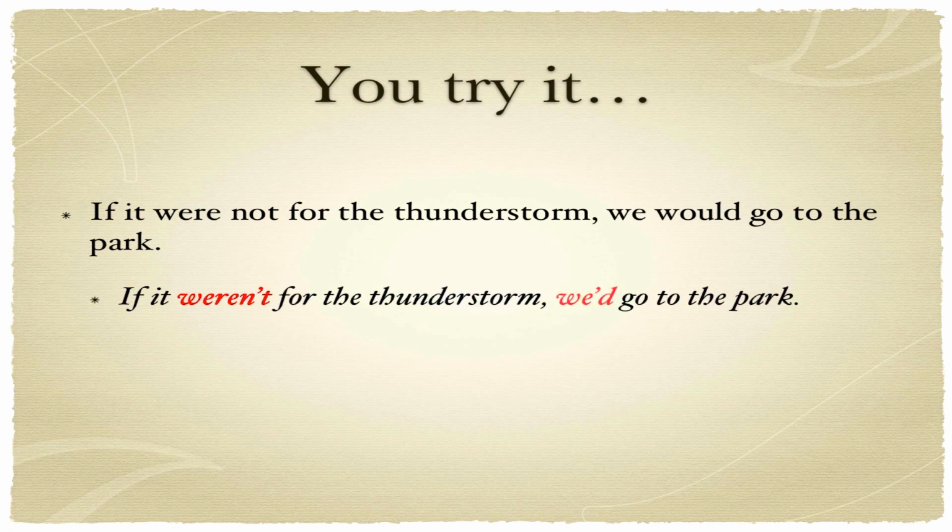We could change it to, if it weren't for the thunderstorm, we'd go to the park. I've taken the were not and I've contracted it and made it weren't, and note that the apostrophe comes where the O would be. And we would becomes we'd, so it's W-E, and then the apostrophe takes the place of W-O-U-L, and then we have the D.